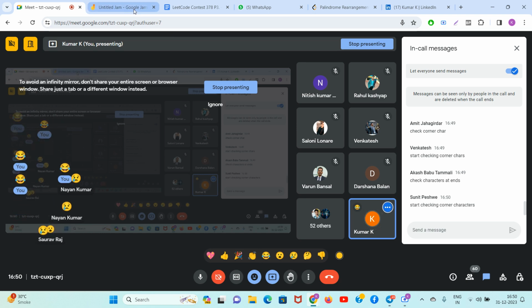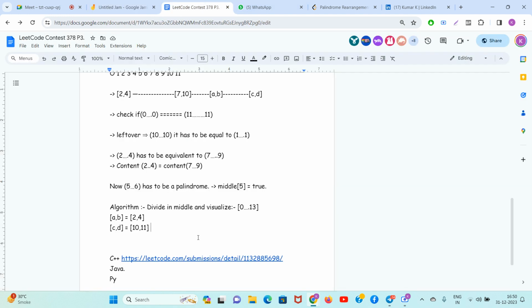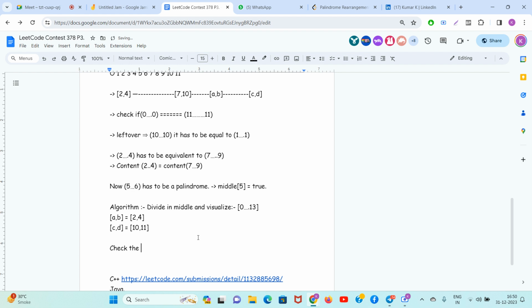So now coming to the important part again. Guys, first you find the corner stuff. What is the distance here? How much corner stuff is allowed here? 2 is allowed. How much is allowed here? Here also 2 is allowed. So you can check the 2 corner characters, right?